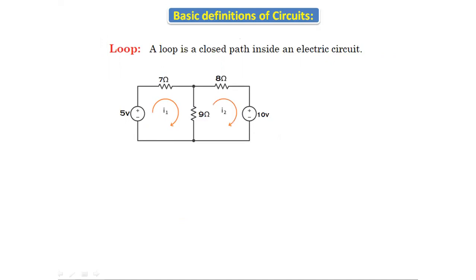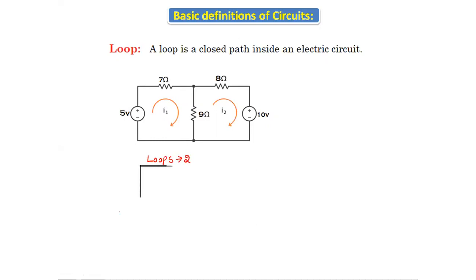Now if you see one more loop, it is the second loop, where the current is also flowing in this direction. It also has a closed path. The current starts at this point and ends at that point only, and it does not have any open path. Any loop should have a closed path. If it is an open path, that is not called a loop. Got it? In the above circuit, how many loops are there? The number of loops in the above circuit is 2.